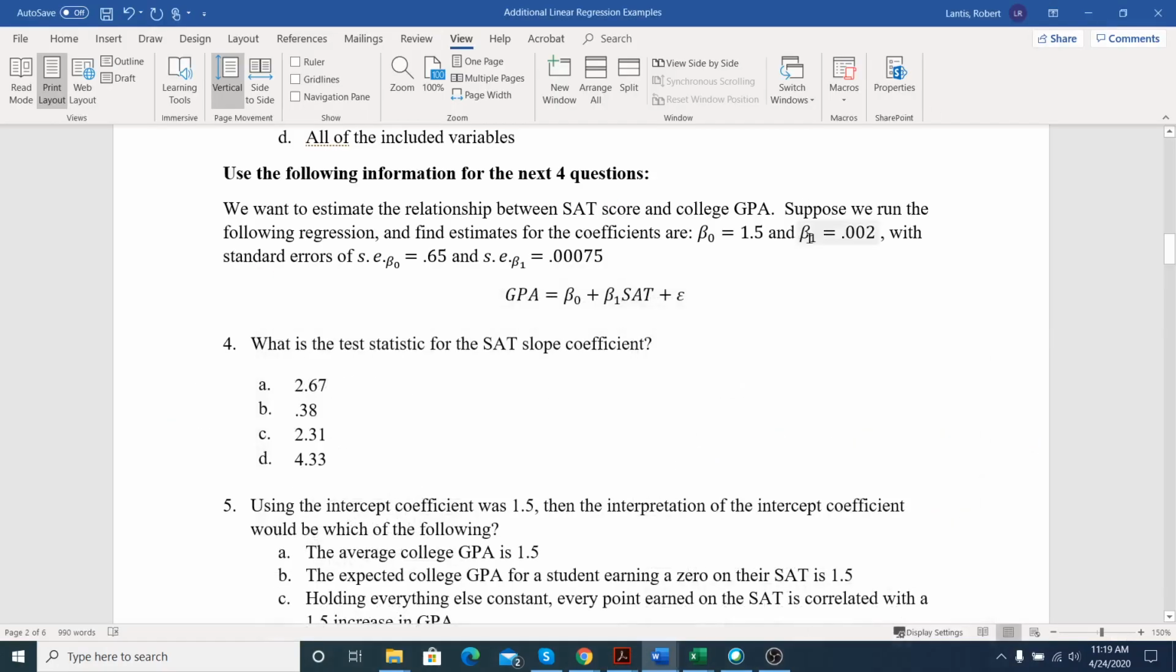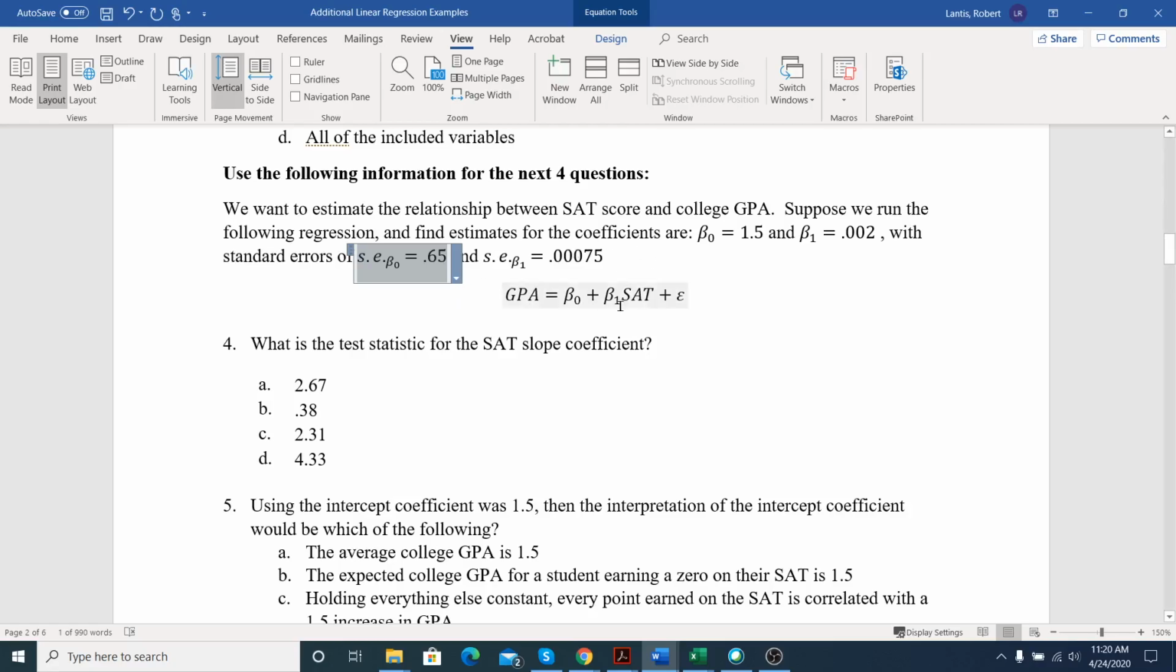So here, coefficient of 0.002 divided by 0.00075 should be, these zeros are messing me up. I think it's 2.31, but not 2.31, sorry. 2.67 should be the answer there. So all we did there was take that coefficient of 0.002 divided by its standard error of 0.00075. Now I could have also come up with a test statistic for the intercept. There, what would I have done? I would have just taken 1.5 and divided by the standard error for that estimate, so divided by 0.65.